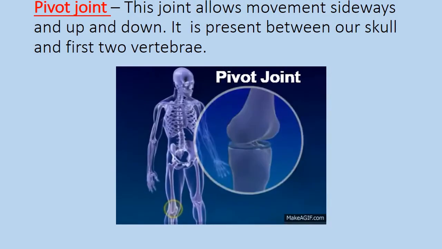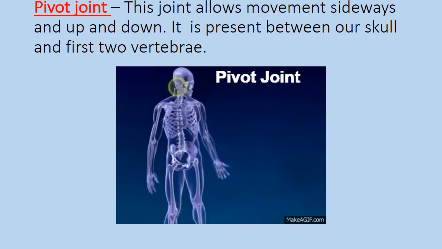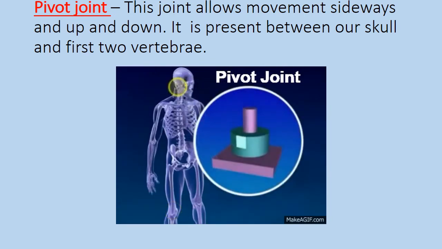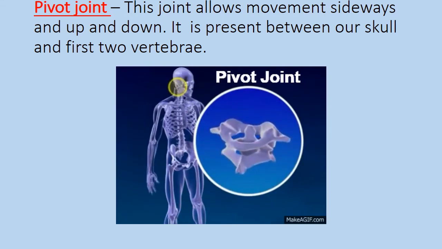This is the pivot joint. This joint allows movement sideways and up and down, as you have seen in a seesaw. A seesaw has a single axis around which both the ends rotate. In the same way, the human body also has pivot joints. In the human body, you can find this type of joint between your skull and first two vertebrae.